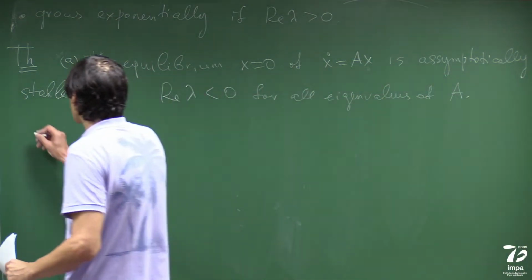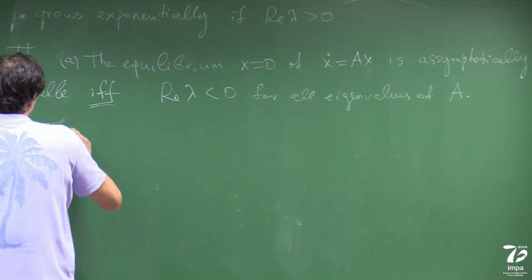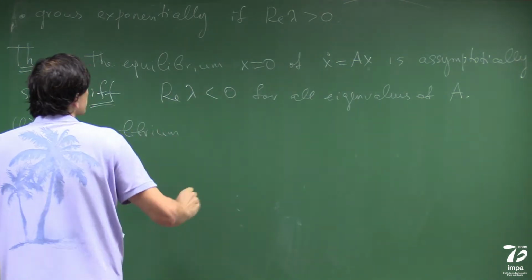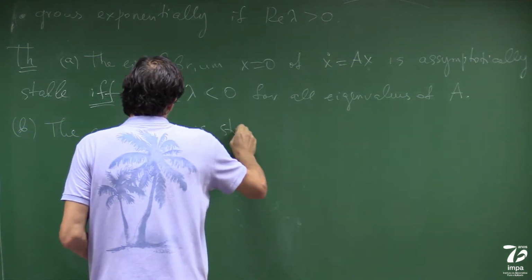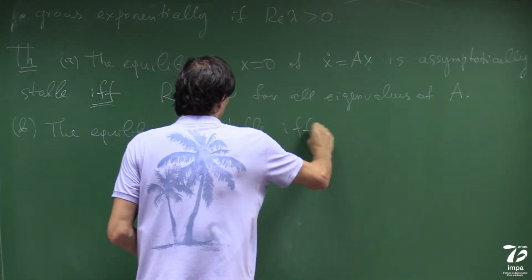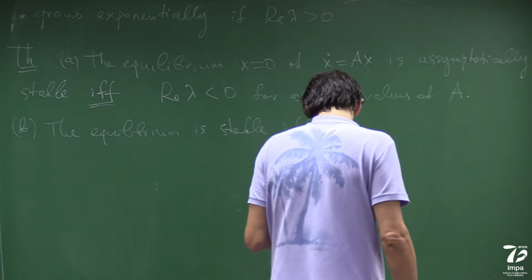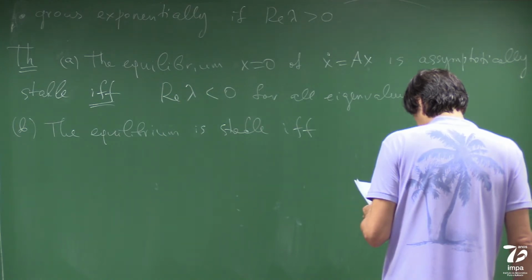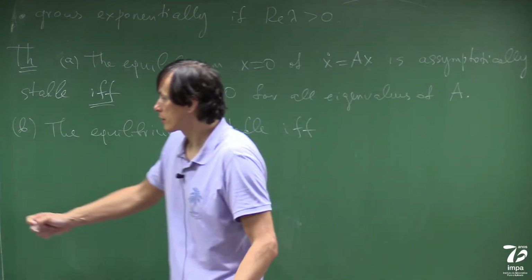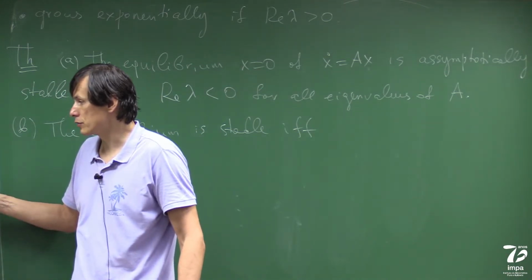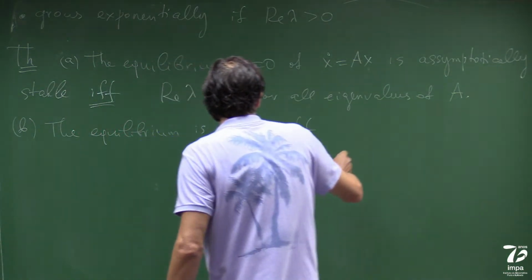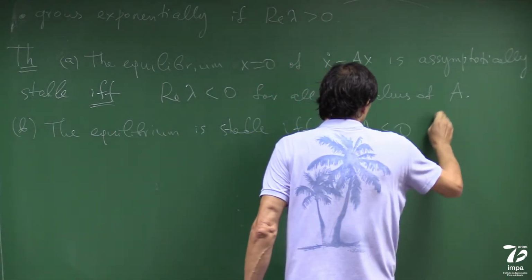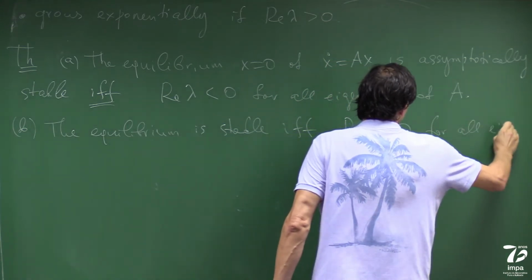B: the equilibrium in the same situation is stable if and only if, so now for stability we can have either the first case or the second, if and only if the real parts of all eigenvalues are smaller than or equal to 0.